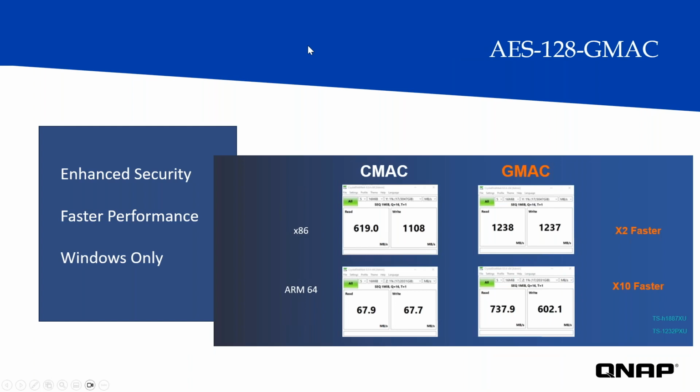And for improved security without compromising performance, QNAP is adding support for the AES-128-GMAC algorithm. AES-128-GMAC facilitates SMB signing for better security, but also enables faster performance. While doing so, it's better than the previously used CMAC algorithm for performance.